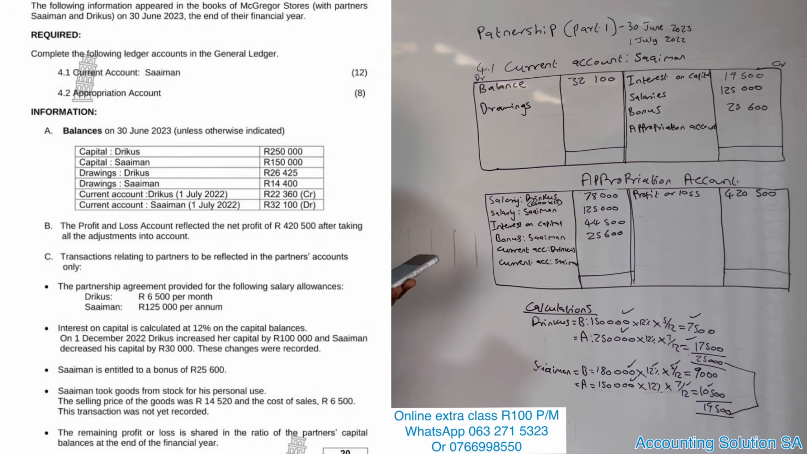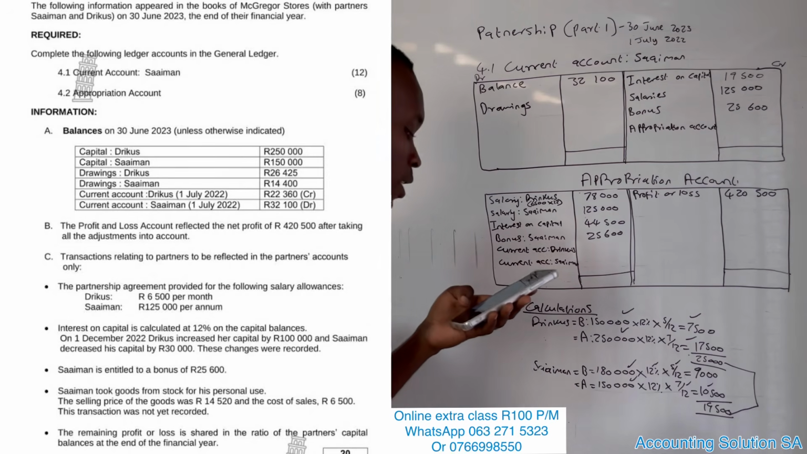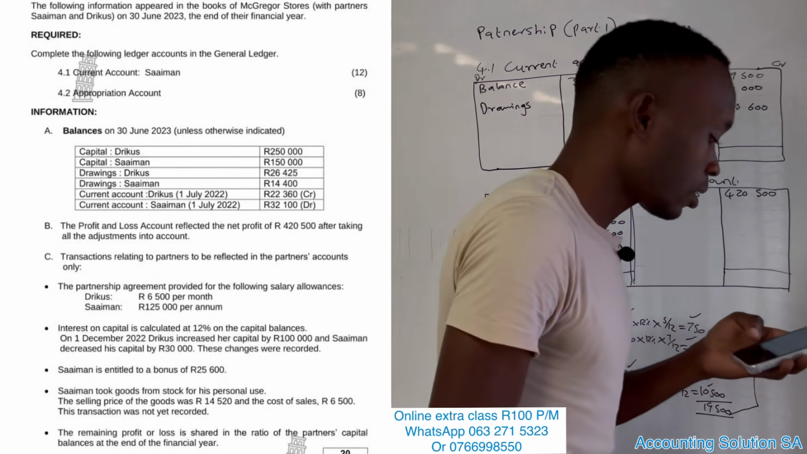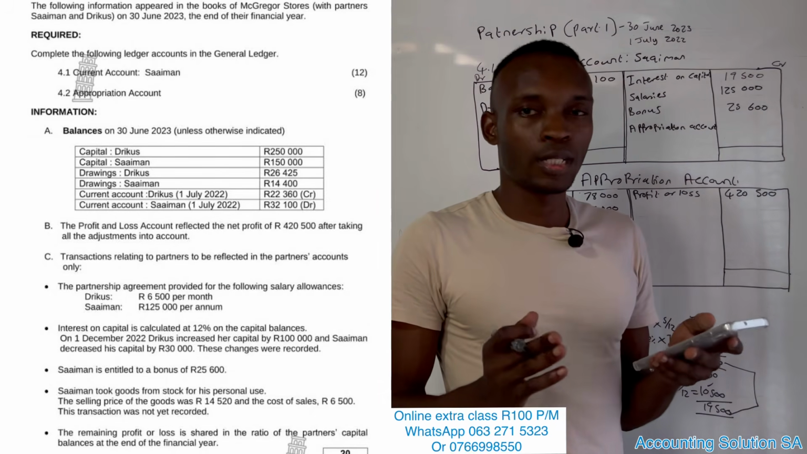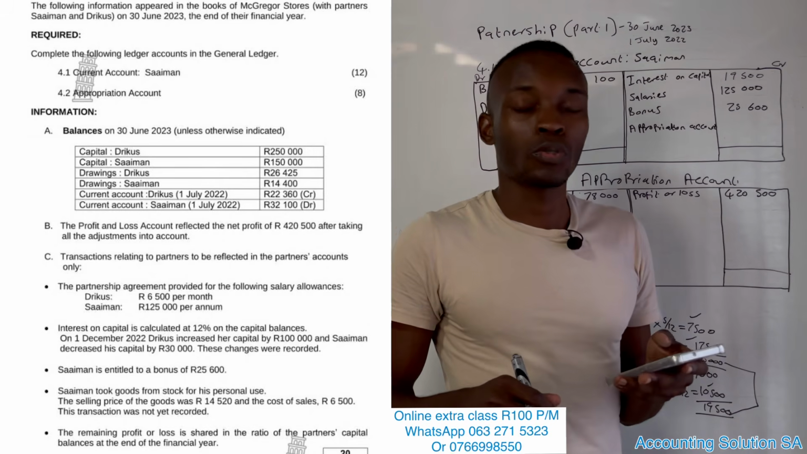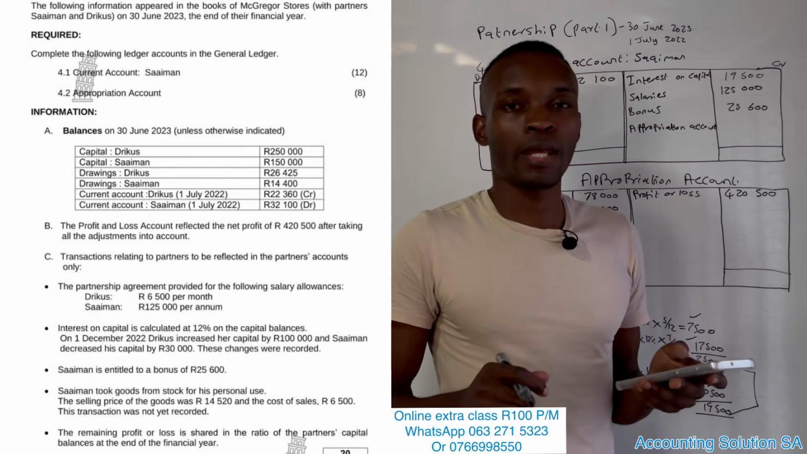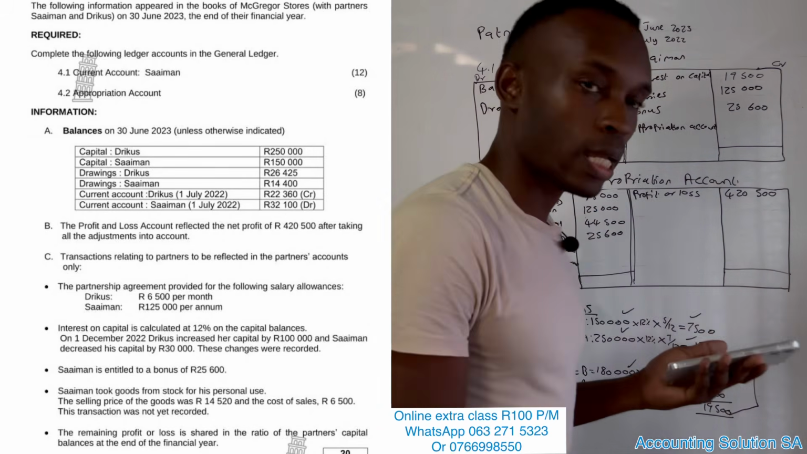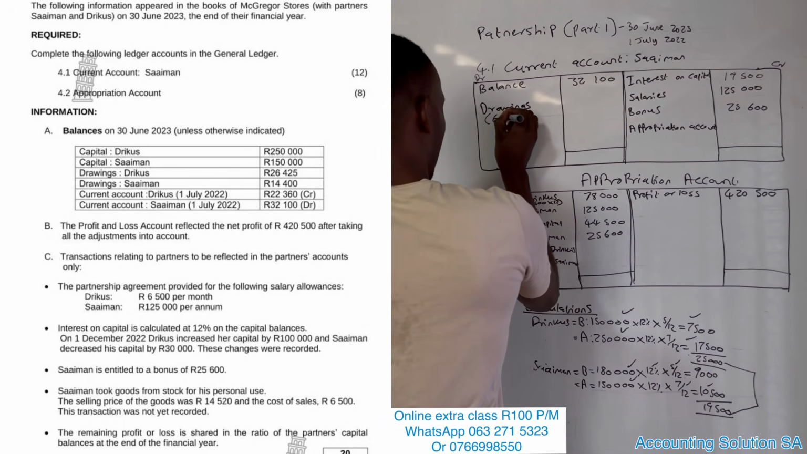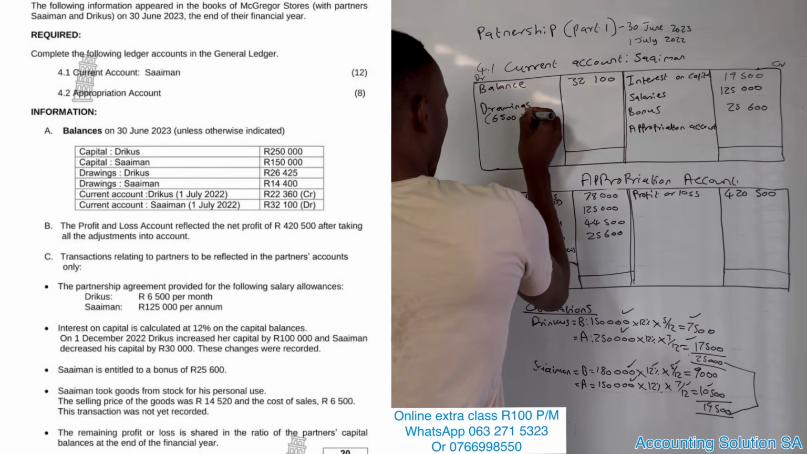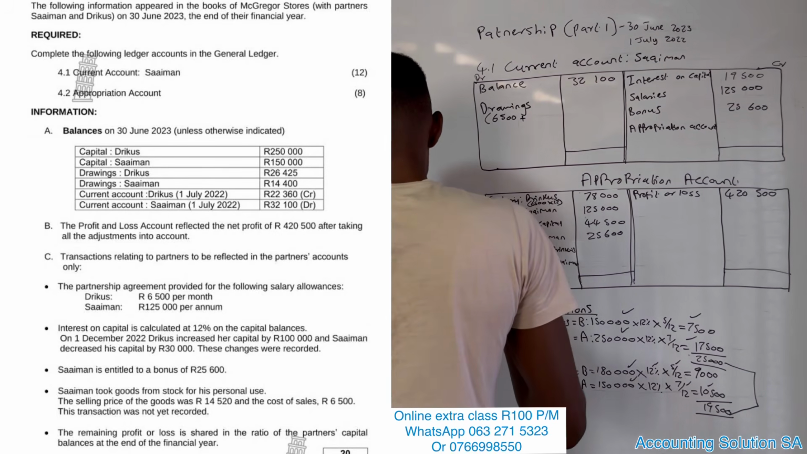Okay, now the next one. Simon took goods from the stock for his personal use, and the selling price of these goods was 14,520, and the cost of sales is 6,500. Guys, this transaction was not yet recorded. When we record a drawings donation, we must make sure that we use the cost of sales amount, the cost price. We don't use the selling price, because we didn't sell. Okay, drawings: 6,500 from the transaction plus the one at the beginning.